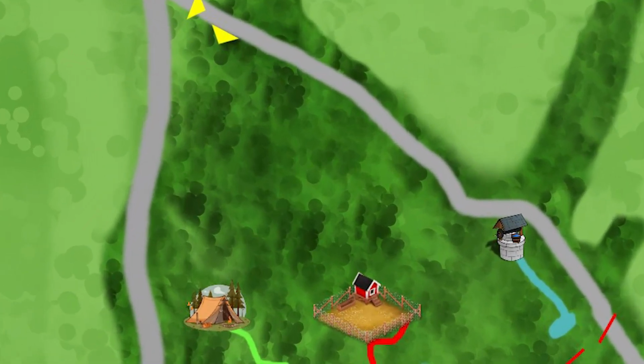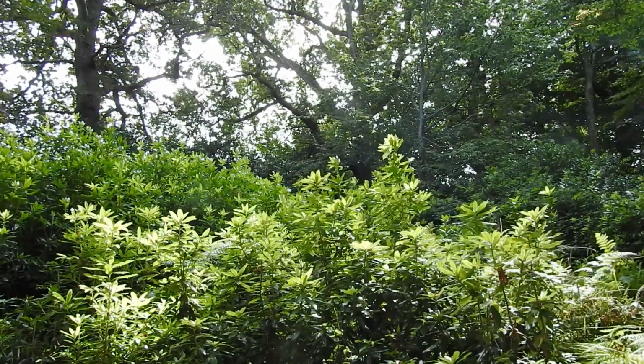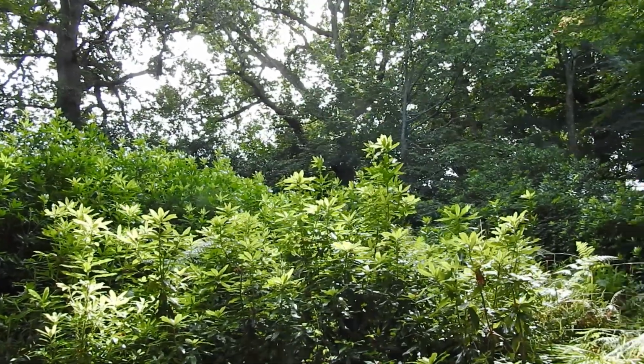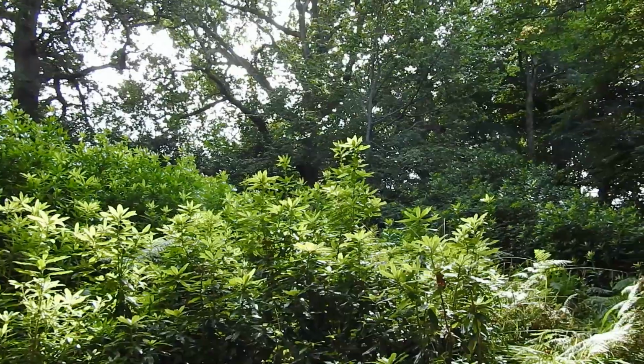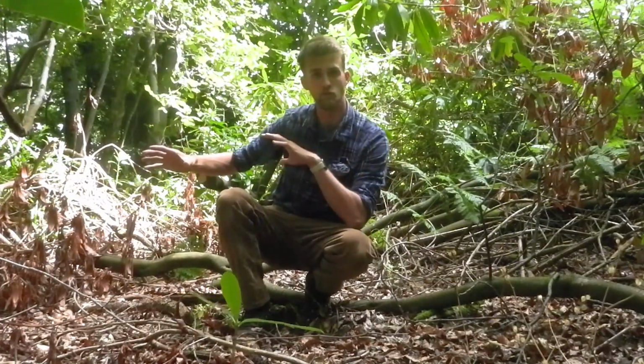Okay, so I'm currently up here at the top of my woodland, and this whole area is swamped with rhododendrons and cherry laurel, which are both invasive species that we're working on removing here in our woodland. But in order to understand why we're doing that, we first have to ask the question, what is an invasive species? Now, the ecological definition of what constitutes an invasive species varies quite a lot.